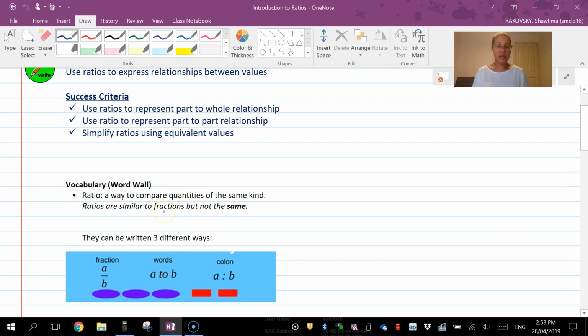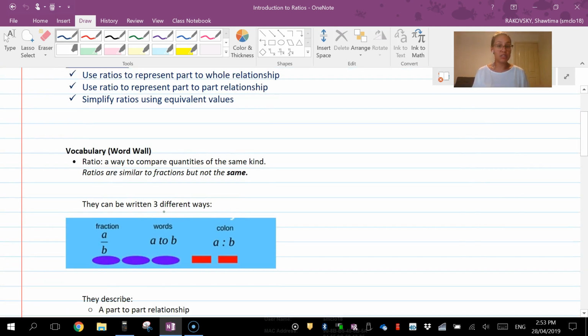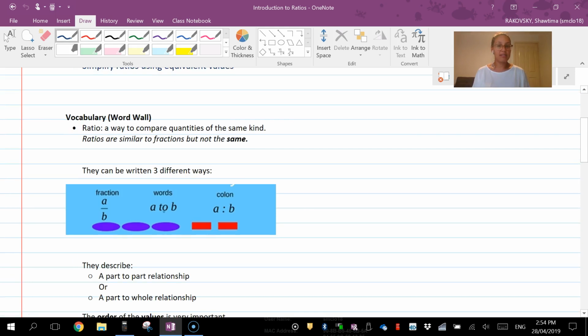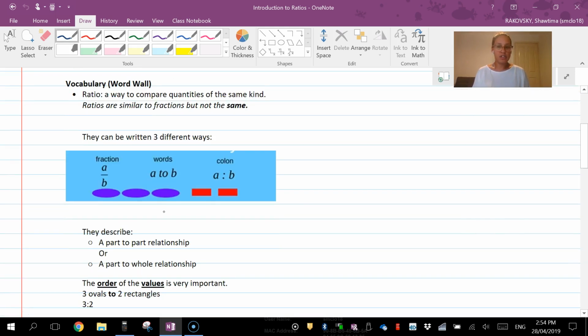So a ratio is a way to compare quantities of the same kind, and as I said, they're similar but not the same. We can write them in three different ways. We can write it as a fraction, or in words. So Miss Rakowski's class has 10 boys to 18 girls. Or we can write it using a symbol, a colon. That colon there represents the word "to". In this case, we've got 3 ovals and 2 rectangles.